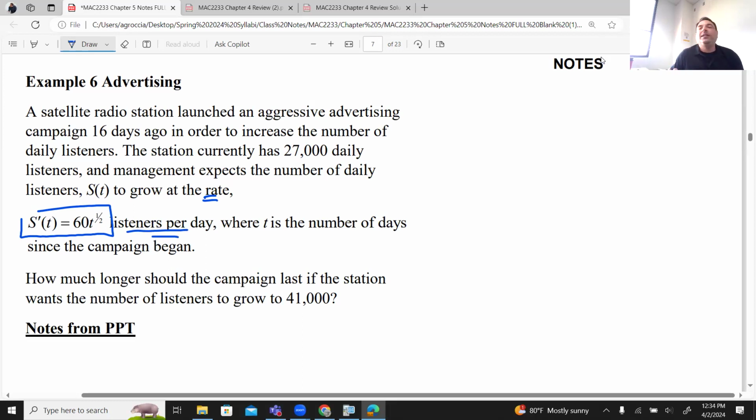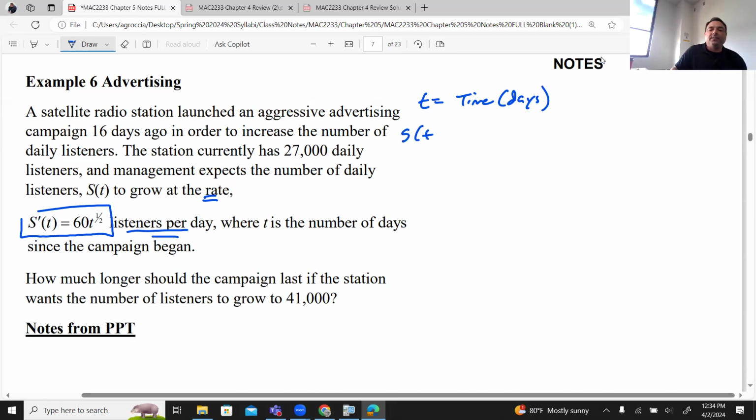So you are given not total listeners, you are given a rate of change. You are given listeners per day, where t is the number of days since the campaign began. How much longer should the campaign last if the station wants the number of listeners to grow to 41,000? So let's boil this down a little bit. t is time in days. Technically, it's since the campaign started.